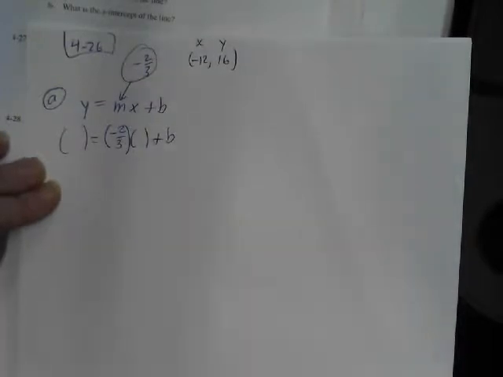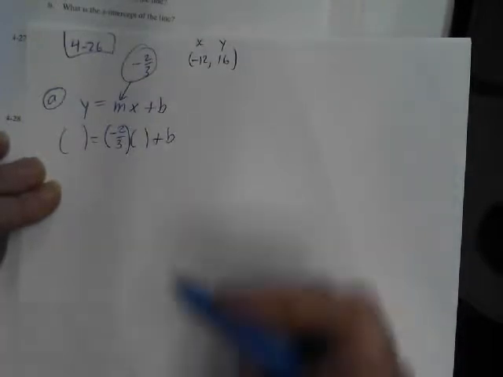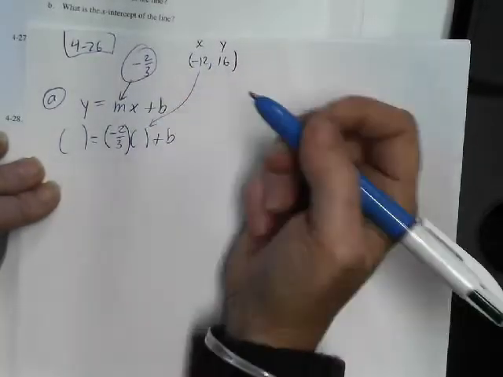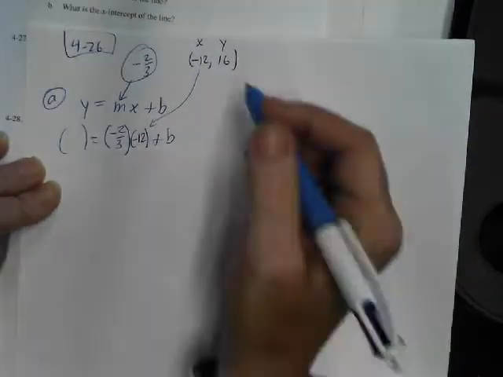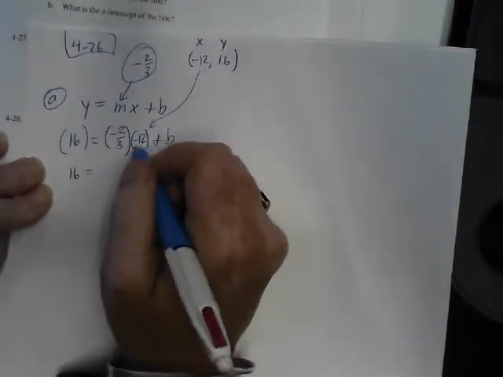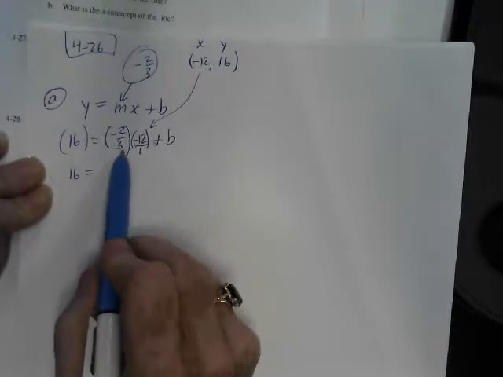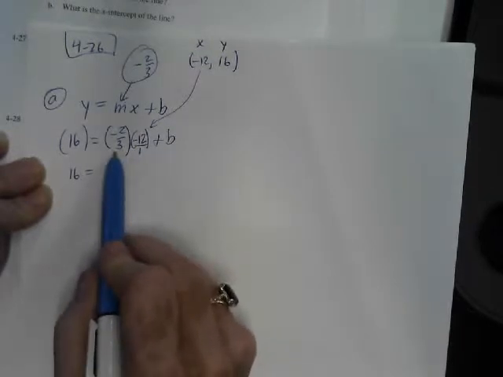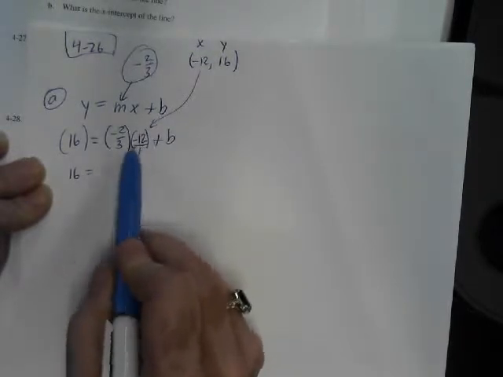So what should I plug in for x? Yeah, let's put the 12 in right there. That's a negative 12. And then let's put a 16 in for y, and then I got 16 equals, fraction math time. 3 goes into 12, 3 goes into 12 4 times.